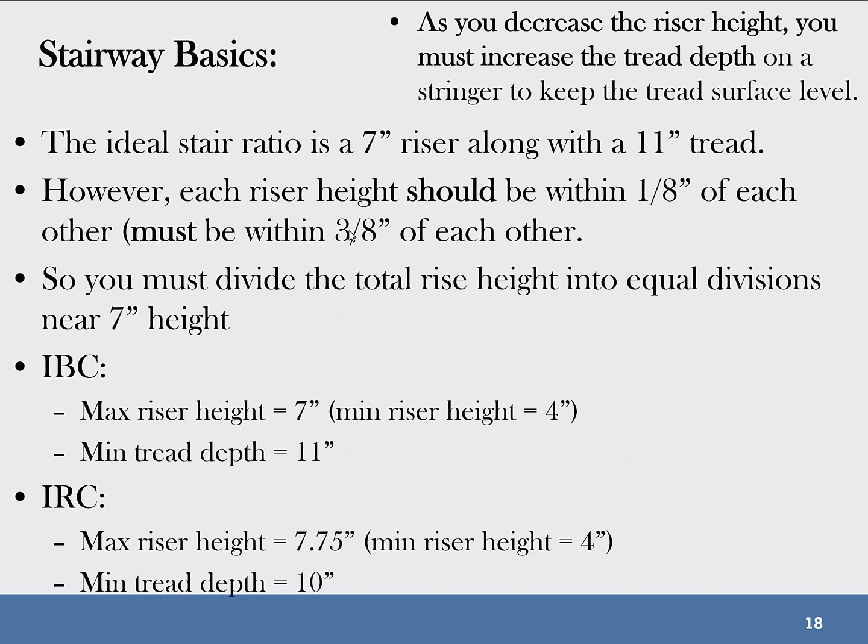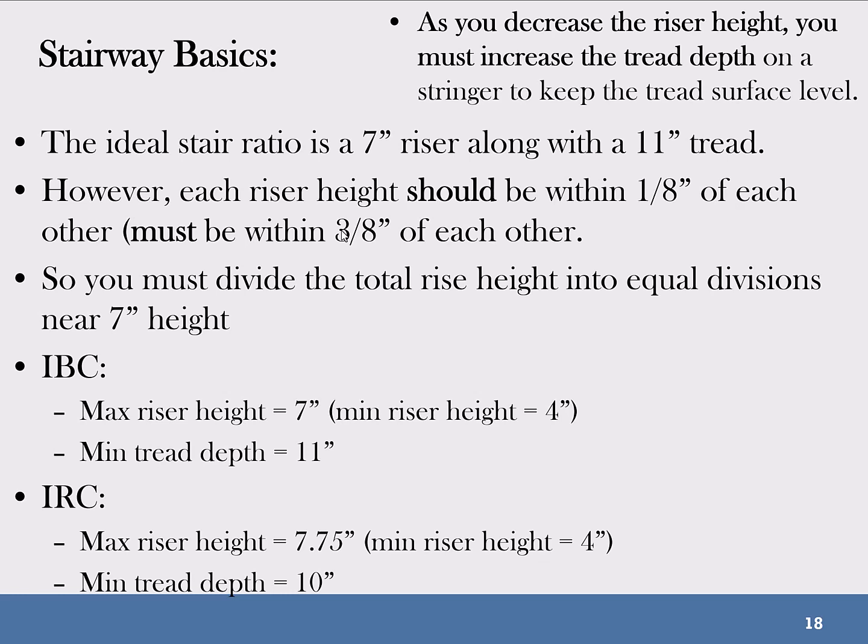Okay, I mentioned the first bullet underneath stairway basics. It says the ideal stair ratio is a 7-inch riser and an 11-inch tread board. However, each riser height should be within 1/8 of an inch of each other, so they really want to make them as close as you can together. And 3/8 of an inch is really bad form. You would not pass a building inspection with 3/8 variation. 1/8 variation is best practice.